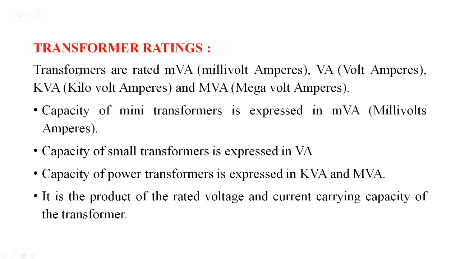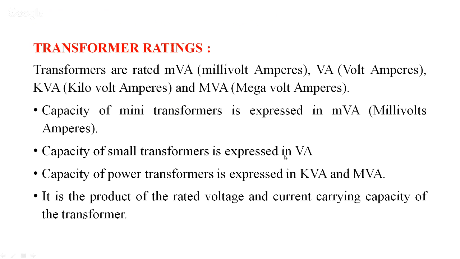Transformer ratings. Transformers are rated in VA, that is volt amperes, or a bigger unit, kilovolt amperes, and the largest one is megavolt amperes, MVA. That's the largest rating in which it is written. The capacity of mini transformers is expressed in millivolt amperes.